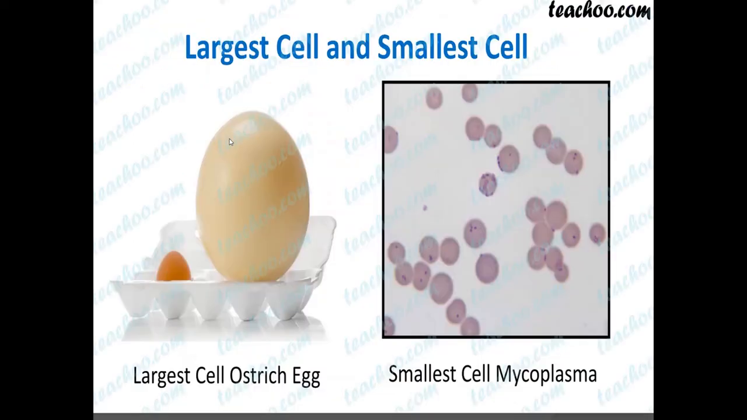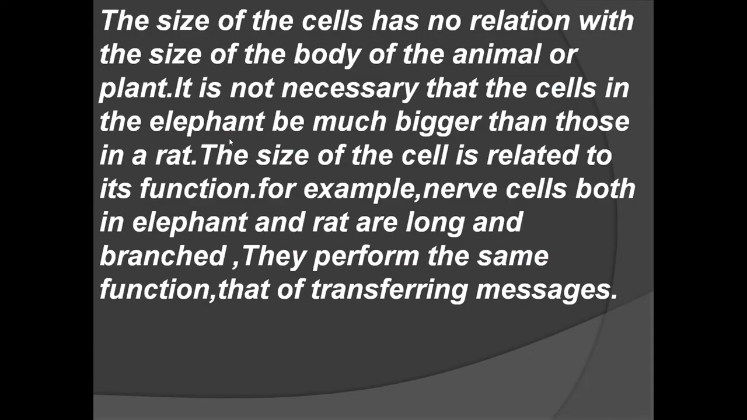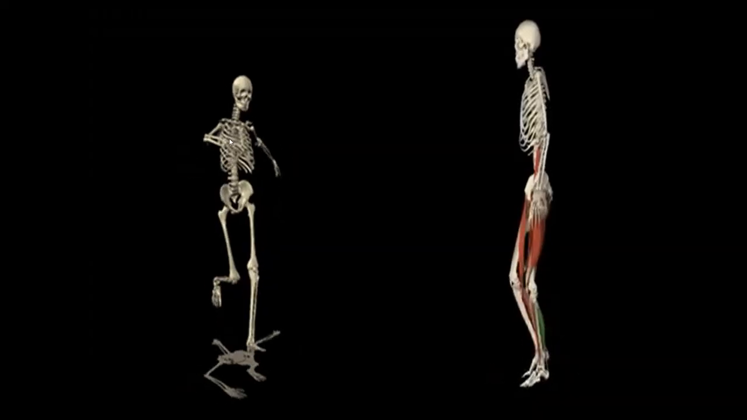Dear students, the size of the cell has no relation with the size of the body of the animal or plant. It is not necessary that the cells in the elephant be much bigger than those in a rat. The size of the cell is related to its function. For example, nerve cells both in elephant and rat are long and branched as you have seen in the previous image. They perform the same function, that of transferring messages.